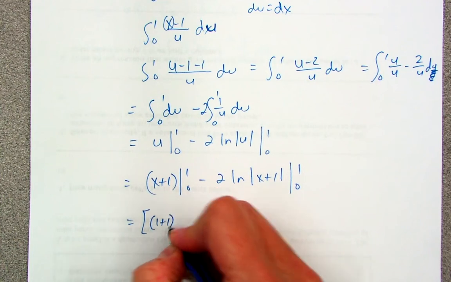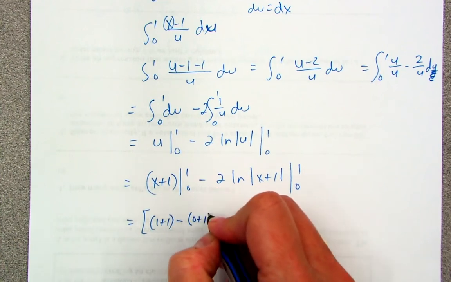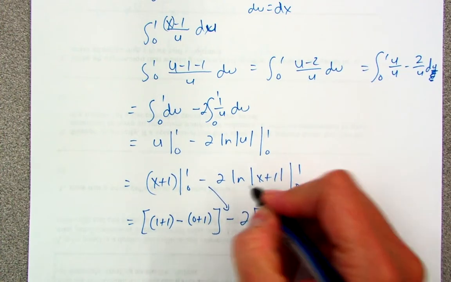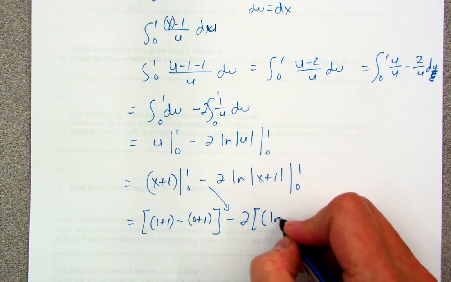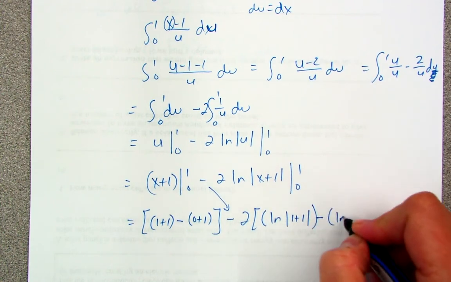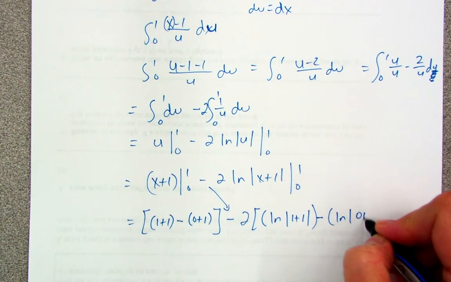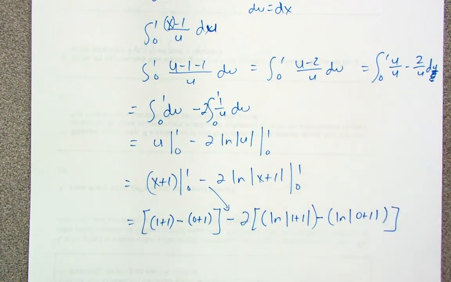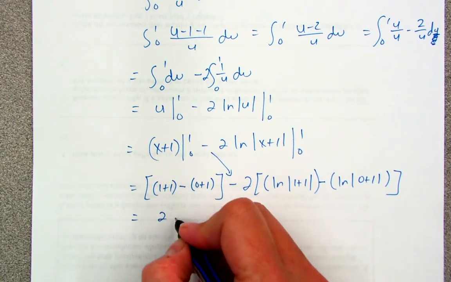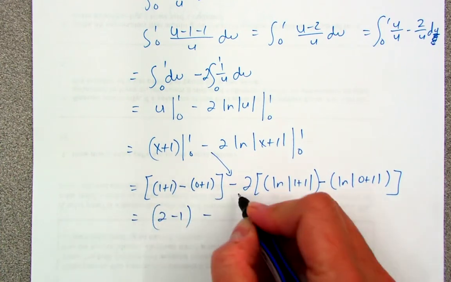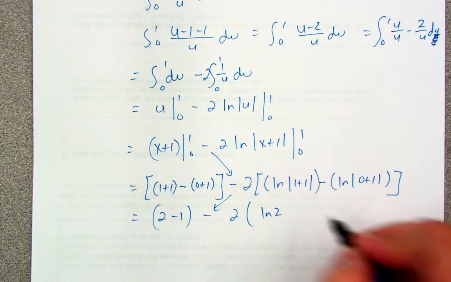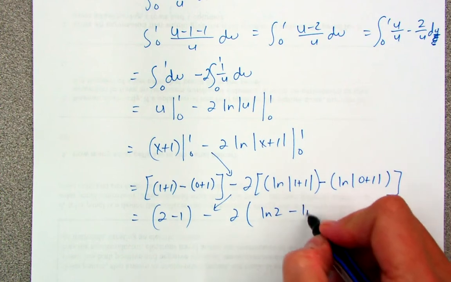So that's 1 plus 1 minus 0 plus 1. But the 2 on the outside, natural log 1 plus 1, minus natural log of 0 plus 1. Let's see, so what is that? 2 minus 1, that's all of this. Right, there's that minus. Natural log of 2 minus natural log of 1.